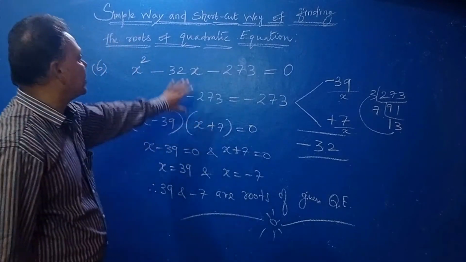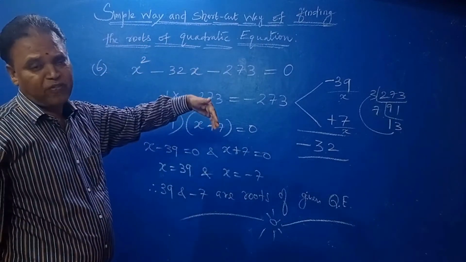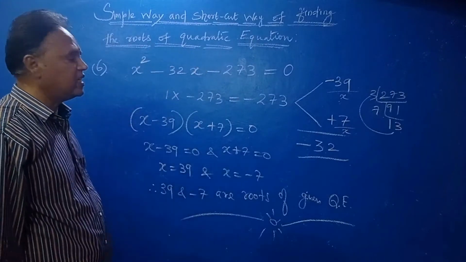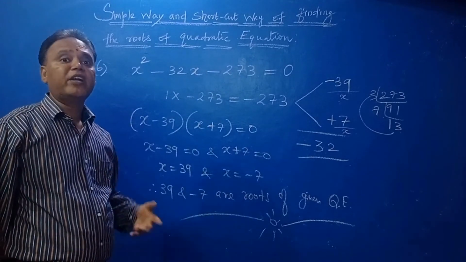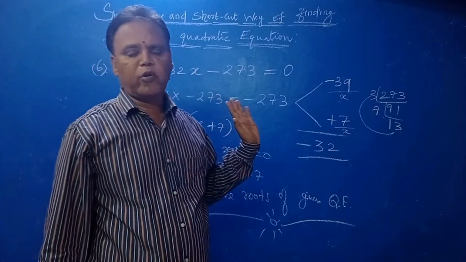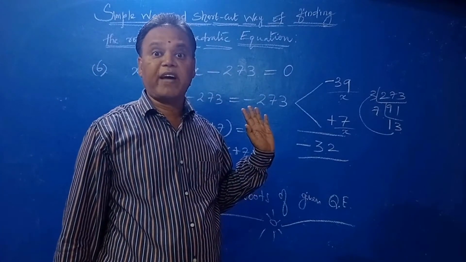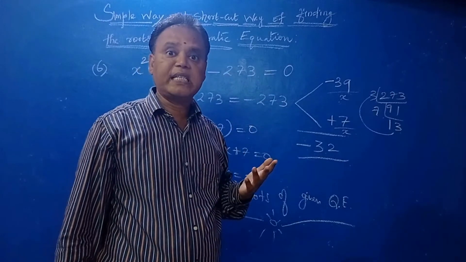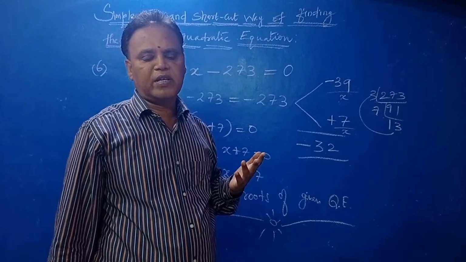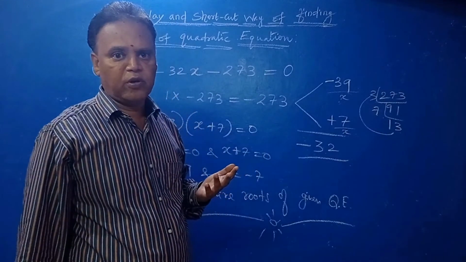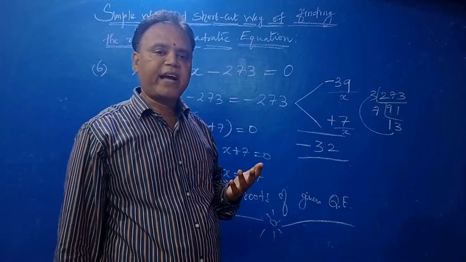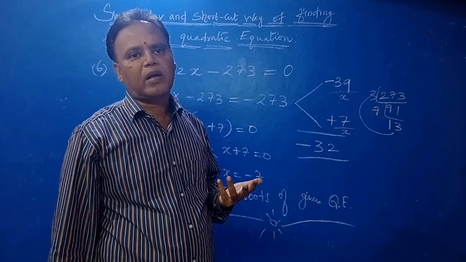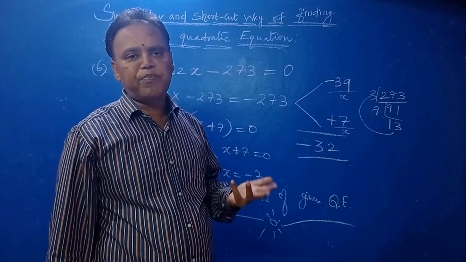The same method you can use in the polynomial chapter also, for finding zeros of a quadratic polynomial. Clear? You can use it easily, also for factorizing a cubic polynomial. We have another method, the synthetic division method. I will teach it in another video: synthetic division, factorization of a cubic polynomial in a short way. Clear? A shortcut, simple way, easily we can do.